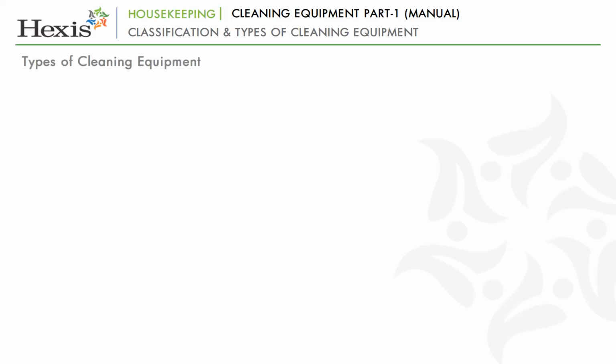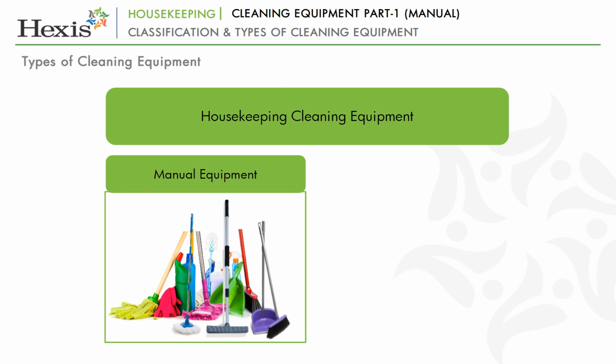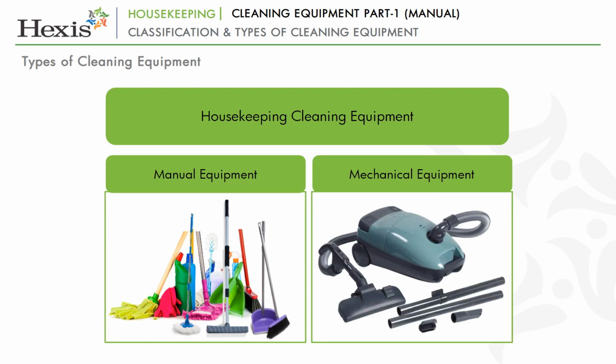Now that you have understood the color coding system, let's have a look at the different types of housekeeping cleaning tools and equipment. The housekeeping cleaning equipment can be mainly classified into 2 types. Manual equipment are all the cleaning equipment that are used manually. For example, all kinds of scrubbing brushes, mops, brooms, squeegee, etc. Mechanical equipment are equipment which are mechanized and run on electricity. For example, vacuum cleaners.